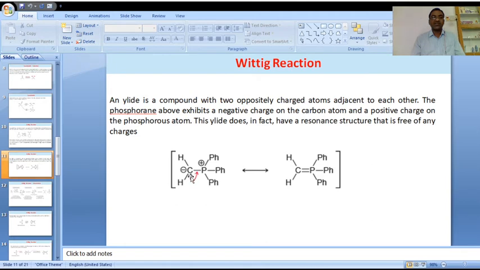This ylide exhibits its resonance structure after this pair of electrons donates to this side to form a pi bond between carbon and phosphorus. Here there are no charges in the resonance structure. It's the ylide resonance structure. Okay, this is about phosphorin resonance structures. Phosphorin generally exhibits two resonance structures.